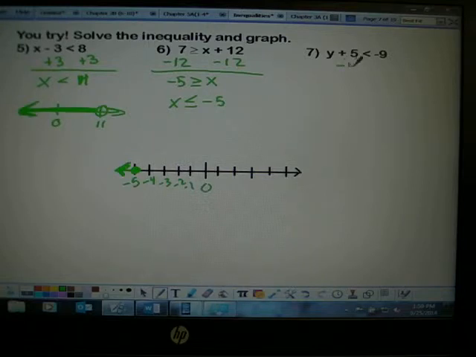And the last one you had to work on was you subtract 5 from both sides. You get y is less than negative 14. Again, you would have an open circle at negative 14, and we would be shading everything to the left.